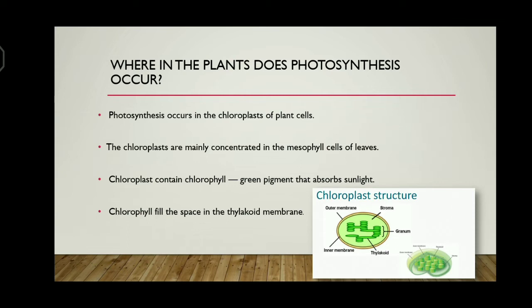Where in the plant does photosynthesis occur? Photosynthesis occurs in the chloroplasts of plant cells. The chloroplasts are mainly concentrated in the mesophyll cells of leaves. Chloroplasts contain chlorophyll, green pigments that absorb sunlight. Chlorophyll fills the space in the thylakoid membranes.